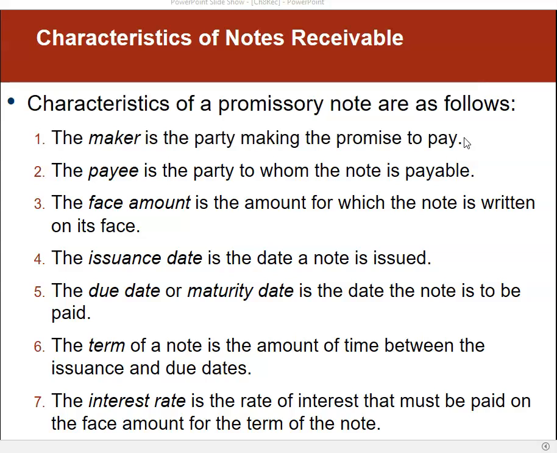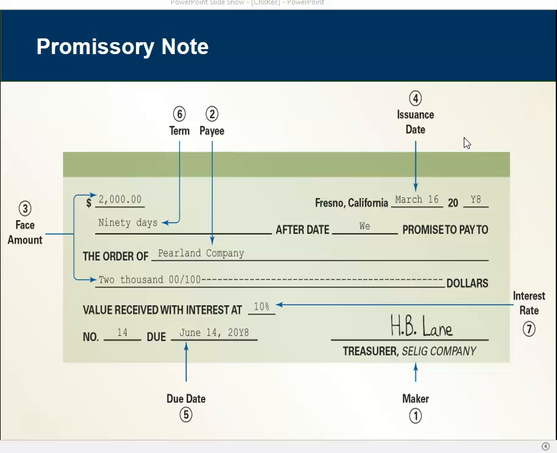I believe it is. So we have kind of a general old school example of a promissory note. We have some of our terms here. Let's just see, where's number one? The maker. This is H.B. Lane, the person who is borrowing the money. In this case, it looks like it's going to be $2,000. Let's see, we have a payee, Pearland Company. This is the individual who is loaning the money.